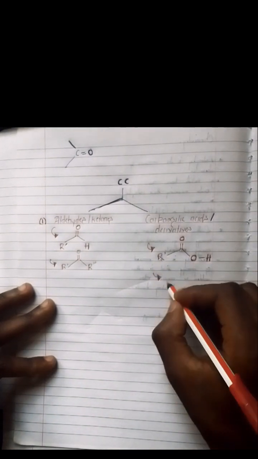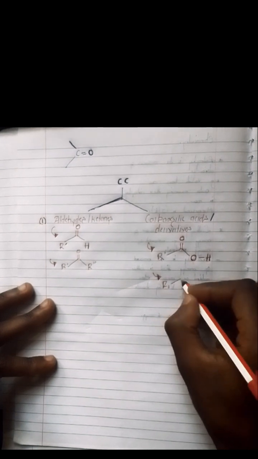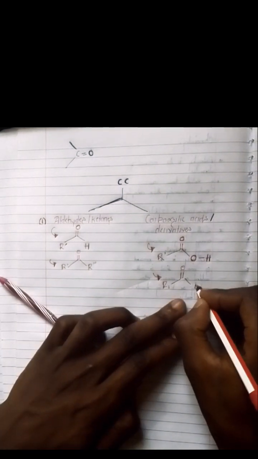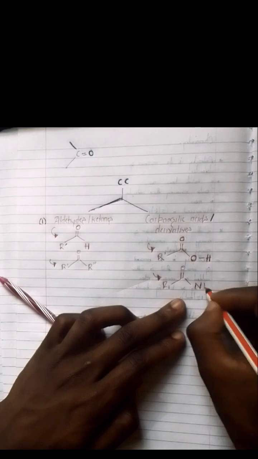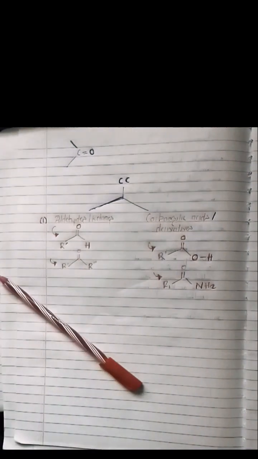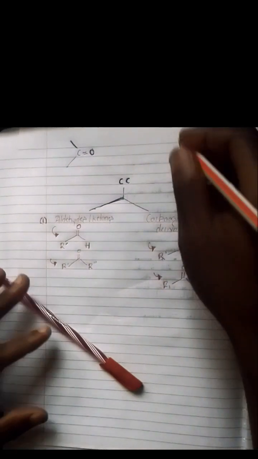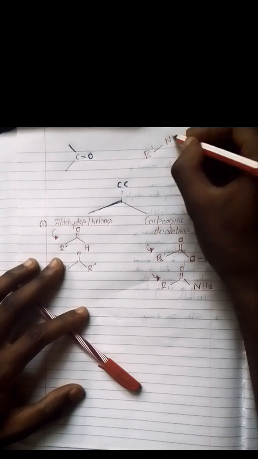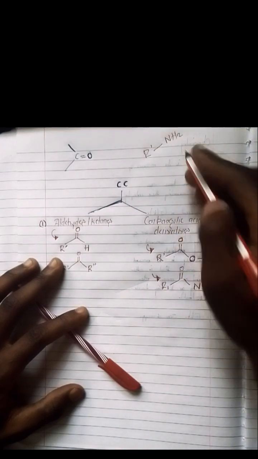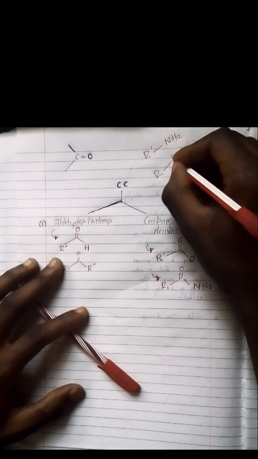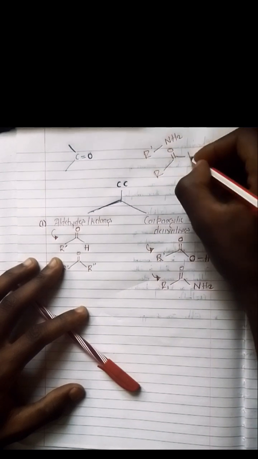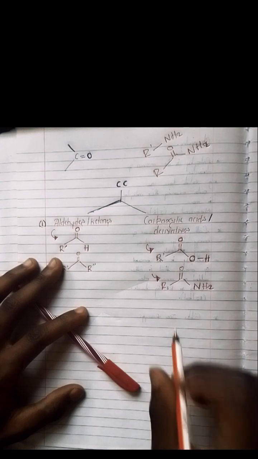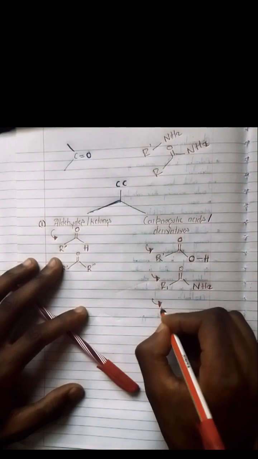Let me show you. If you had an R connected to your group like that, and instead here you had an amine group, this becomes an amide. So that's the difference between an amine and an amide. Whenever you have an R group connected to an NH2, we call this an amine. And whenever you have an R group connected to a carbonyl functional group and then connected to an amine group, we call this an amide.